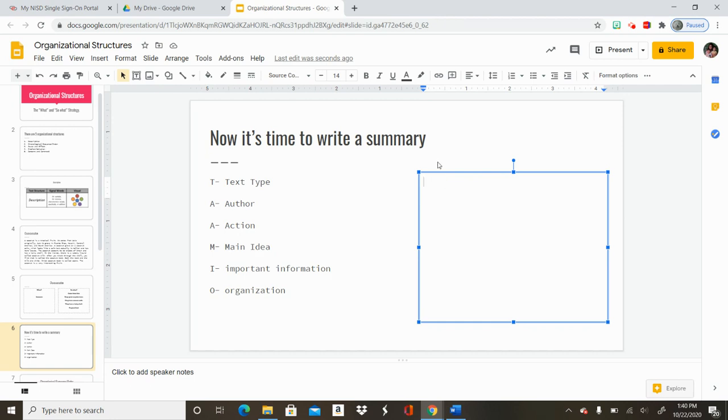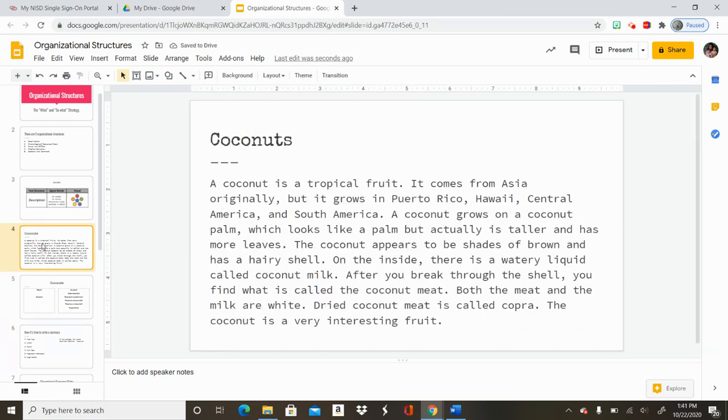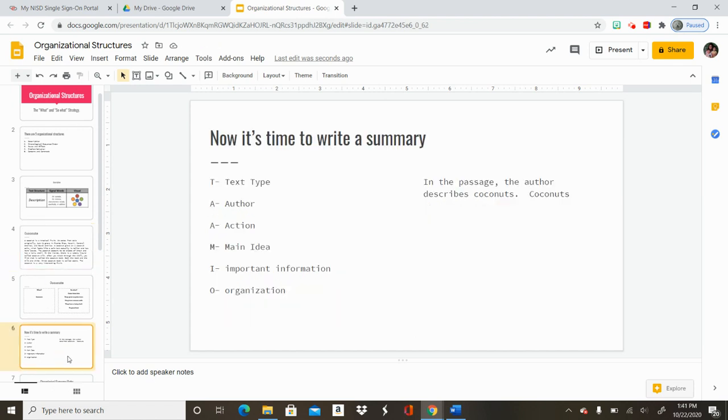So it says, in the passage, the author describes coconuts. Period. Coconuts, now we're going to the main idea. Coconuts, I'm going to come back over here. Let me see. I'm going to say that the coconut is a very interesting fruit.